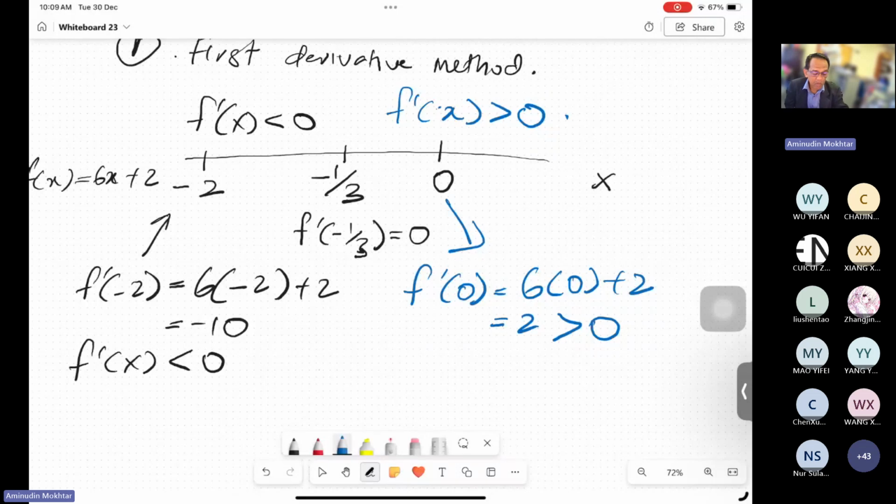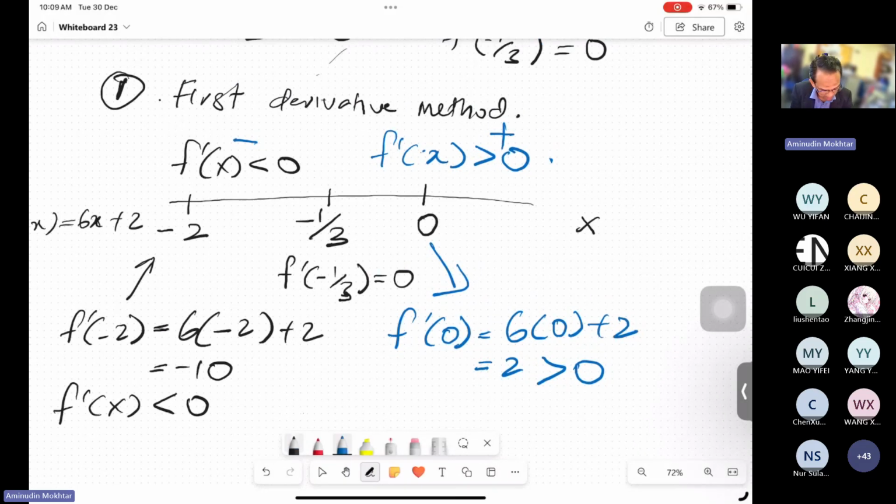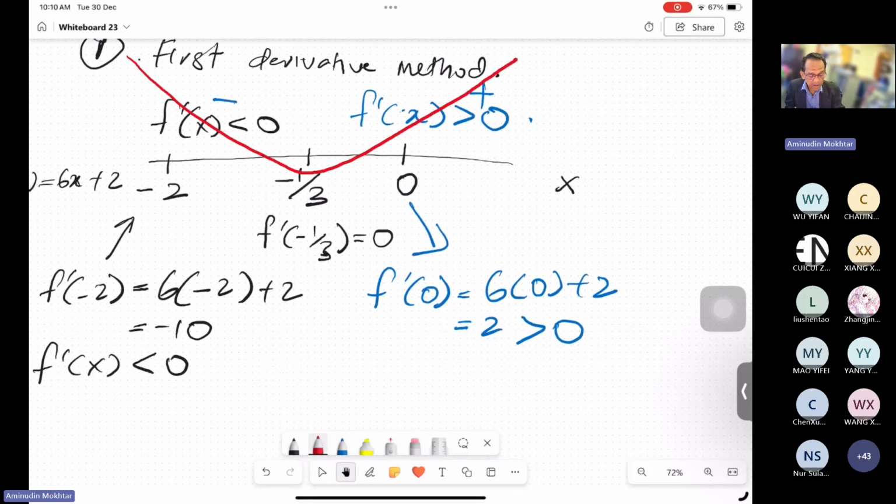So before the critical point, the slope is negative. After the critical point, the slope is positive. So we can conclude that the function is decreasing before the critical point and increasing after the critical point. So we can conclude here the critical point.